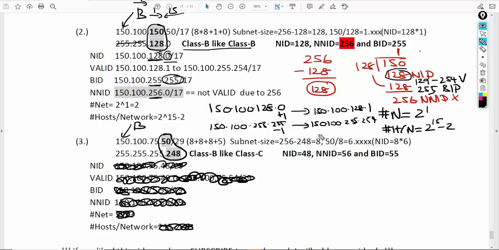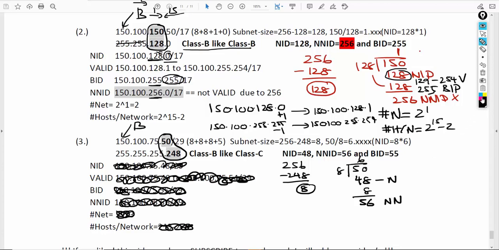Okay, so let's do the last one for today. Here class B is subnetted like class C. Let's look at the subnet size. So 256 minus 248, subnet size is 8. Now I want to know 50 is part of what subnet. So what I will do, 50 divided by 8. 8 times 6 is 48. That's the network ID. If I add another 8, 56 is my next network ID.